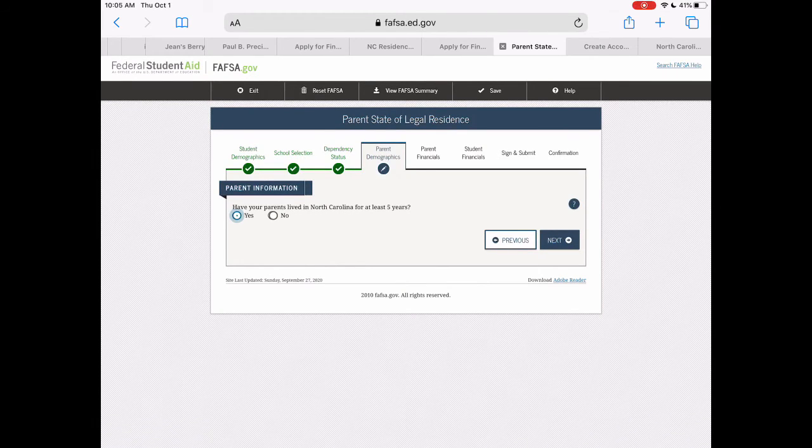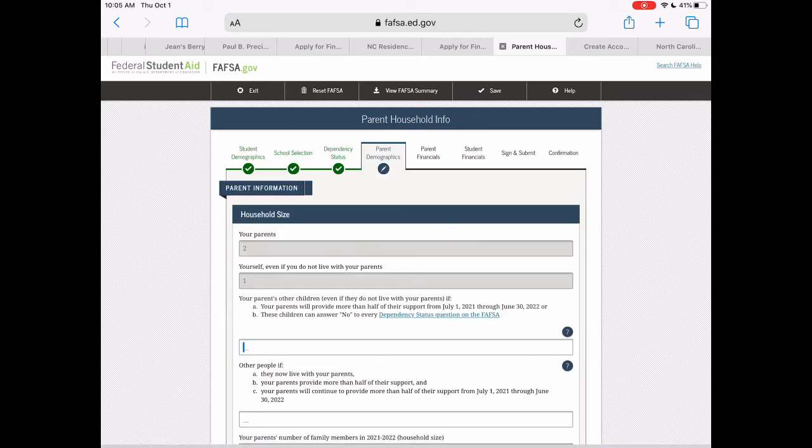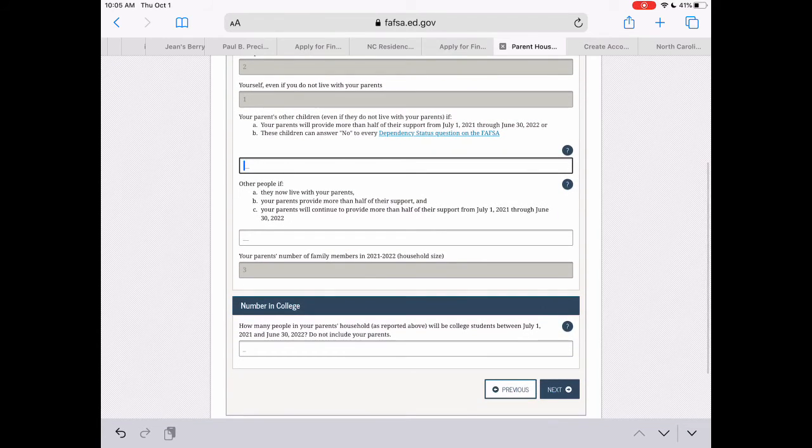It's going to ask where they live, if they've lived here for at least 5 years. Then it's going to ask if your parents have other children, even if they don't live with your parents, if your parents will provide more than half their support. So you wouldn't put a family member who is a sibling who's totally independent and lives on their own and pays for their own stuff. But if you have other siblings who are in college or just being supported by your parents in some way, you will put them. And then obviously younger siblings will count because your parents presumably provide for them.